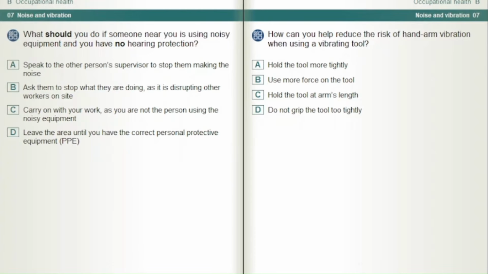How can you help reduce the risk of hand-arm vibration when using a vibrating tool? Hold the tool more tightly. Use more force on the tool. Hold the tool at arm's length. Do not grip the tool too tightly.